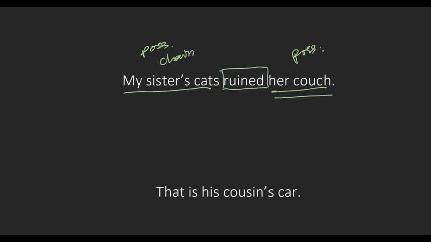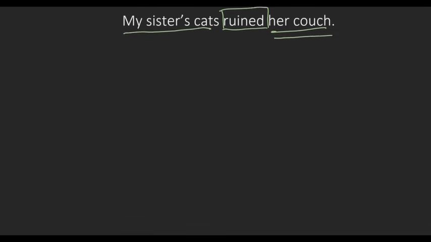The key is that it's always going to be in a sentence. And then beyond that, it's flexible where it can appear. So let's do one more example. That is his cousin's car.